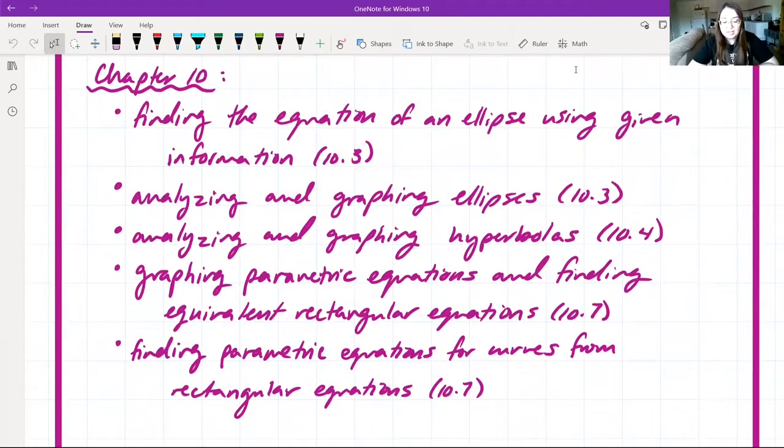Chapter 10, finding the equation of an ellipse using the given information, is from section 10.3. Analyzing and graphing ellipses, also analyzing and graphing hyperbolas. Ellipses are from 10.3 and hyperbolas are in 10.4. Graphing parametric equations and finding equivalent rectangular equations is from section 10.7. And finding parametric equations for curves from rectangular equations is also from section 10.7.